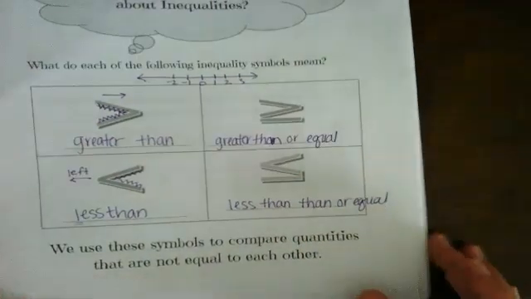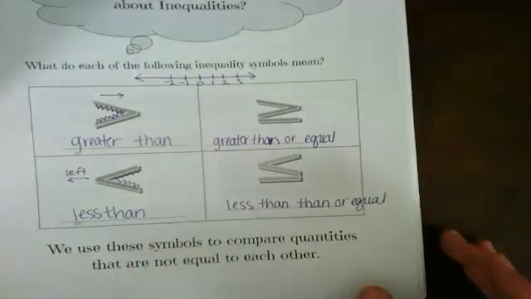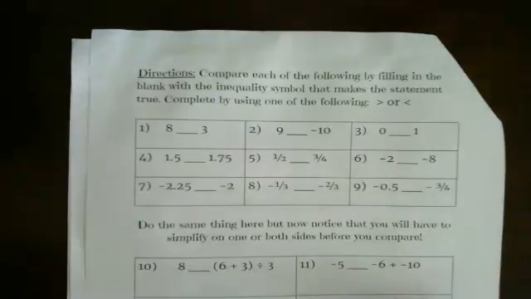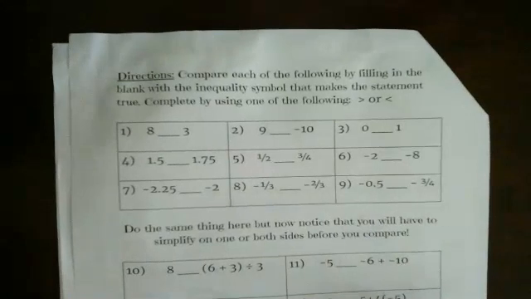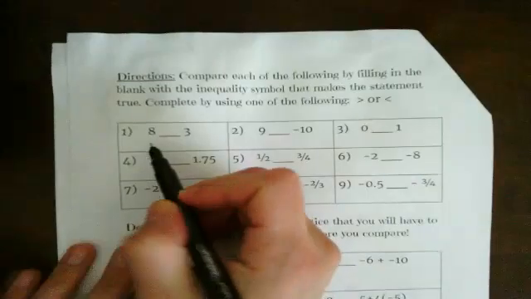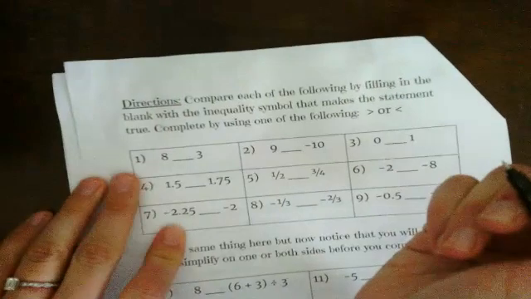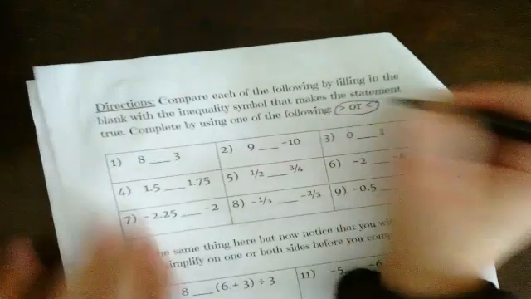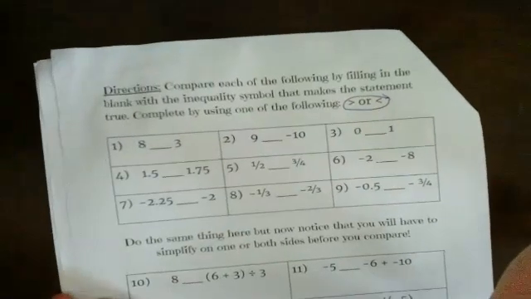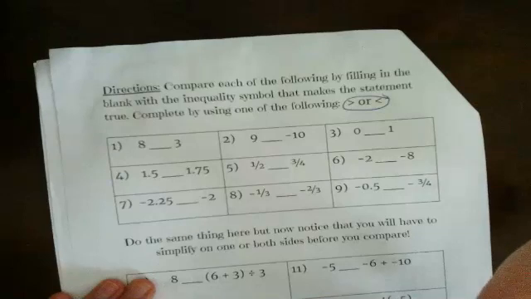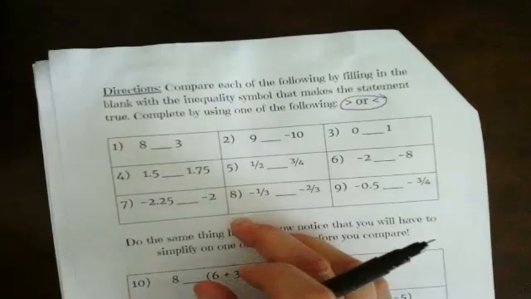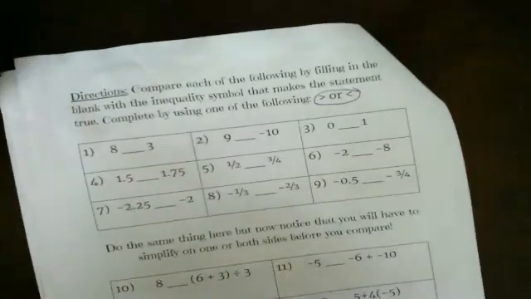Okay, so we can use these symbols to compare quantities that are not equal to each other. Up until now, we've actually done equations. So remember, these are called inequalities, and it's exactly what it sounds like. So we're just going to start off comparing numbers. Again, we have our possible ones that we can use. I didn't want you to put greater than or equal to, so just greater than or less than.